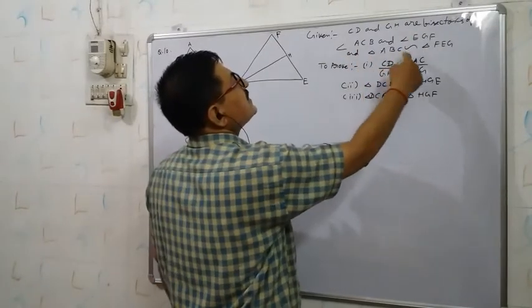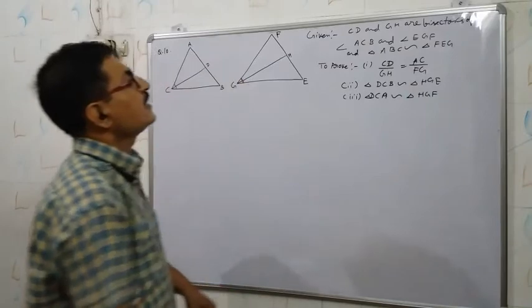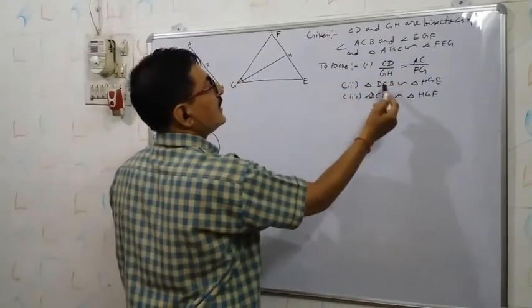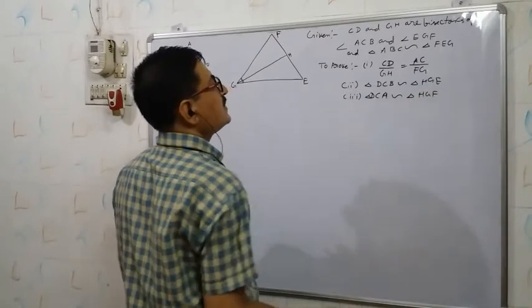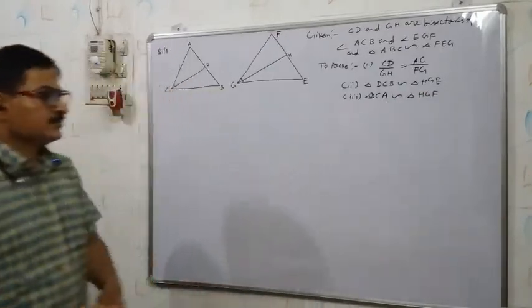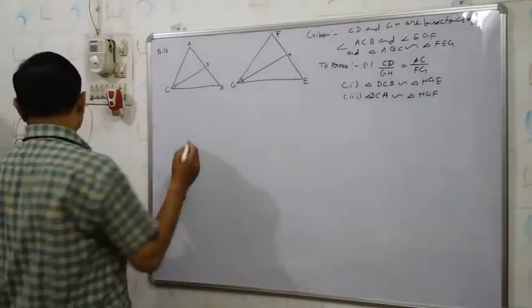And triangle ABC is similar to triangle FEG, it is given. And what we have to prove? CD upon GH equal to AC upon FG, and triangle DCB similar to triangle HGE, and triangle DCA similar to triangle HGF. Now, how do we have to prove?